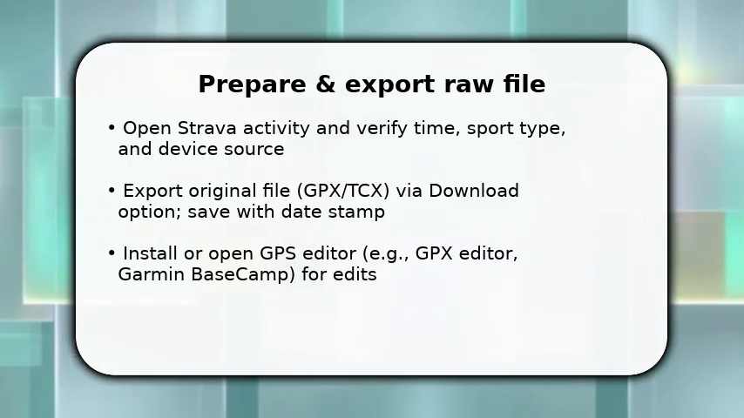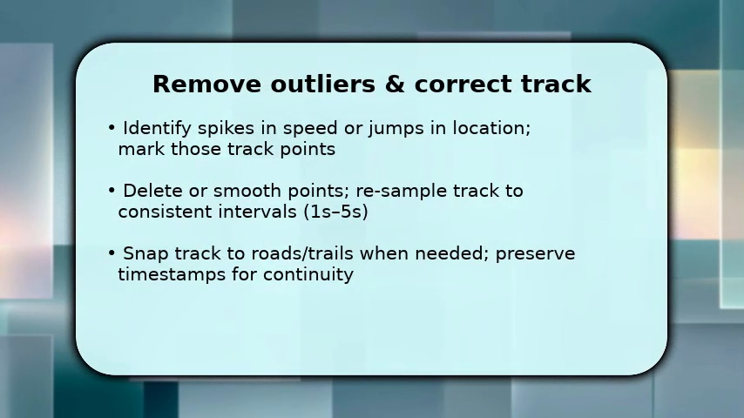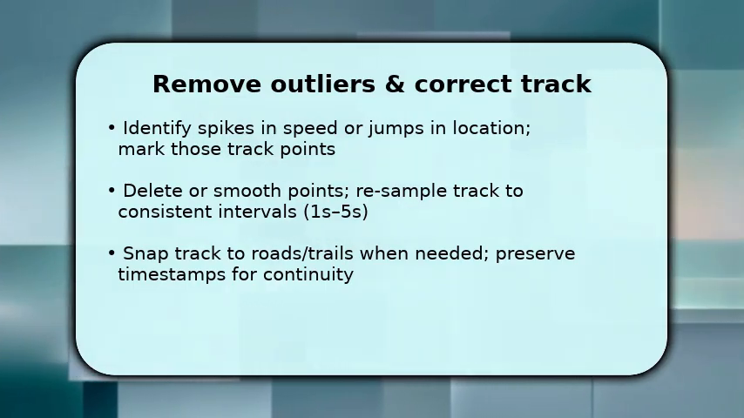Now that the file is ready, proceed to remove obvious outliers. Once done identifying spikes, delete isolated points that show impossible speed or sudden jumps.